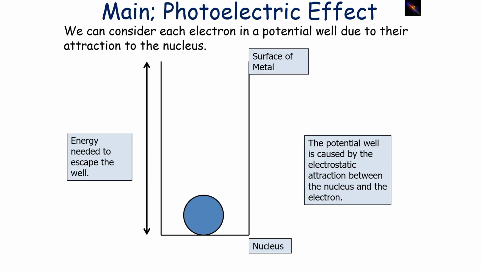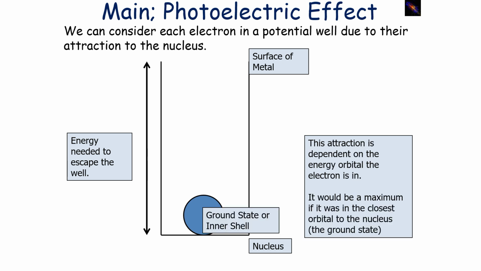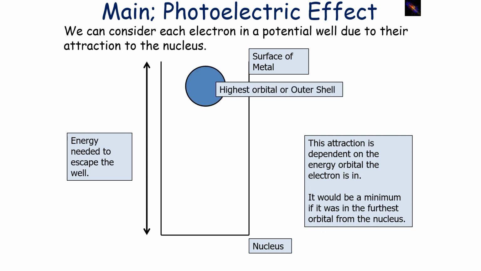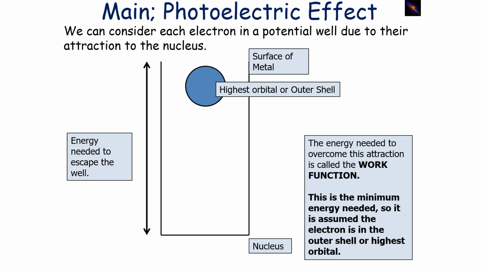So we can consider each electron in a potential well due to their attraction to the nucleus. The potential well is caused by the electrostatic attraction between the nucleus and the electron. The attraction is dependent on the energy orbital the electron is in. It would be a maximum if it was closest to the nucleus in its ground state. It would be the minimum if it was the furthest orbital away from the nucleus. Remember, we define our energy needed to overcome the attraction as the work function, which is a minimum energy.